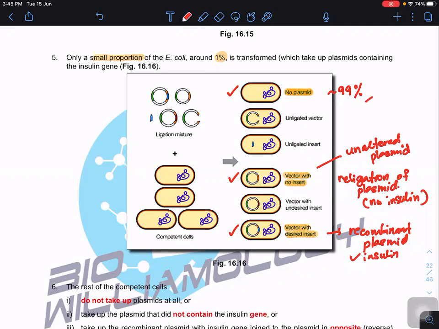Of these three conditions, your bacteria, almost 99% have no plasmid, and these two are only 1 to 2%. So how are we going to segregate them? How are we going to identify them? We need to do a screening process.